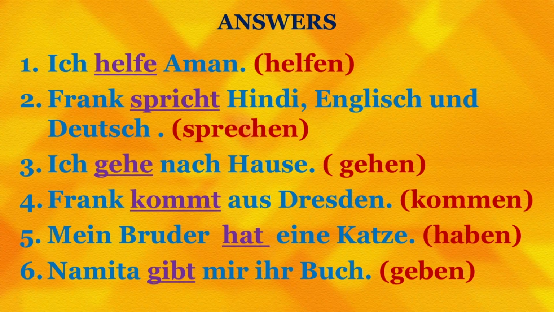Please note, you have to write the correct conjugation form according to the given subject. So, it is important to connect the two, that is the given subject and the correct conjugated form. Let us see the next sentence now. Frank dash Hindi, English und Deutsch. The given verb here is sprechen. So, we need to conjugate it according to the subject.